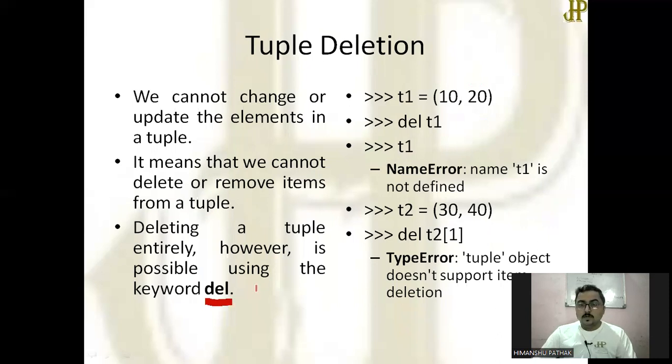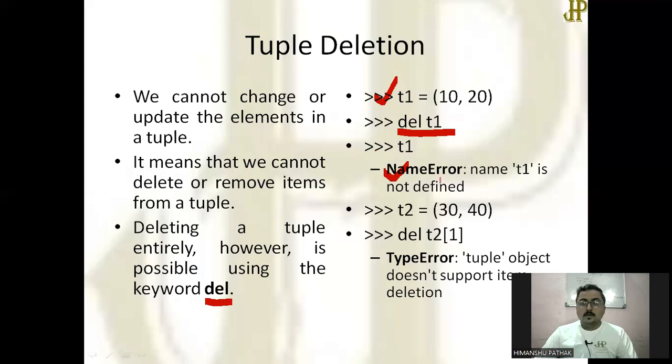So how is T1 created? Now I'm going to try to delete the whole tuple. In the third line, I'm going to access whether T1 is present or not. So it will show an exception, and that exception is NameError: name T1 is not defined.